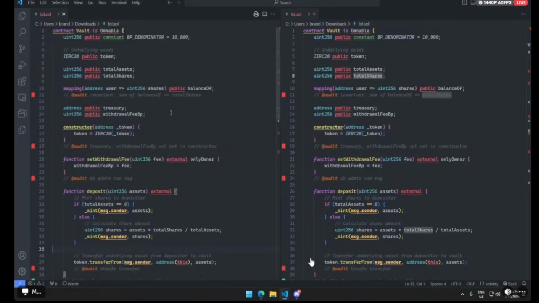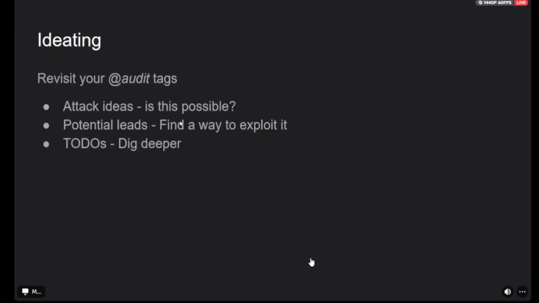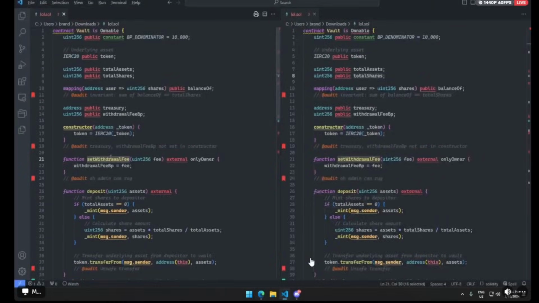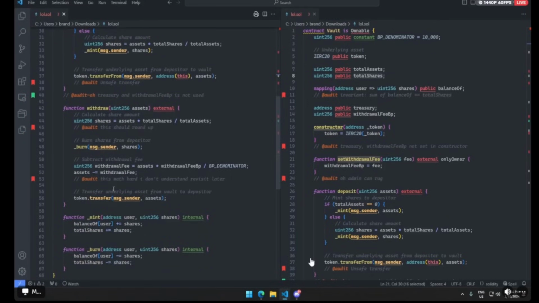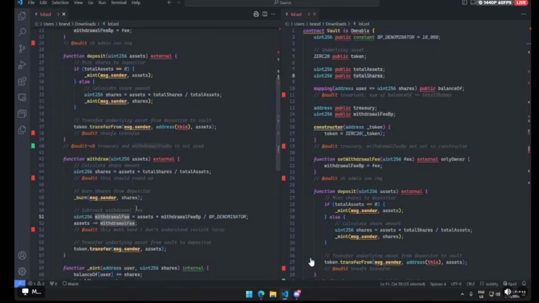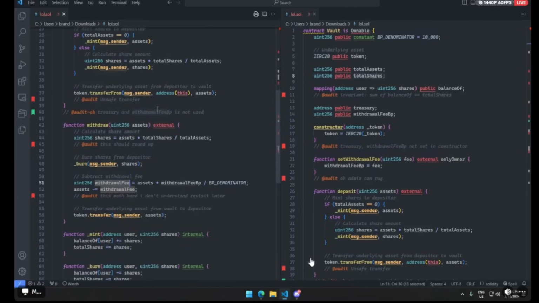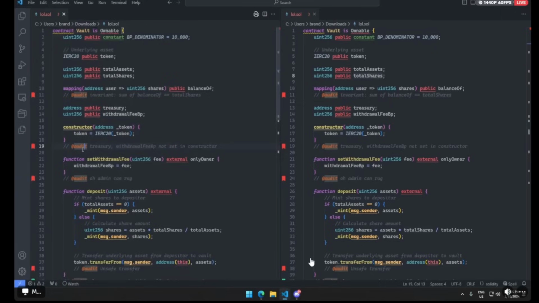An example would be this audit tag. Just now I mentioned if these are not set in the constructor, maybe an idea would be you front run the admin calling set withdrawal fee to see if anything weird can happen. So you ask yourself, is this possible? Yes, it is possible. But is there any impact? You'll realize that there's no impact, because even in this vault, if your withdrawal fee is still 0 and you get all your assets back, you don't profit from it. So this is how you look at your audit tag.